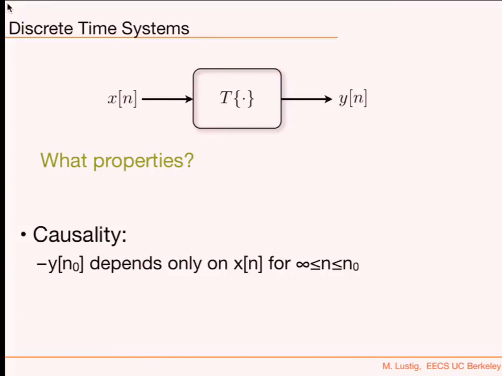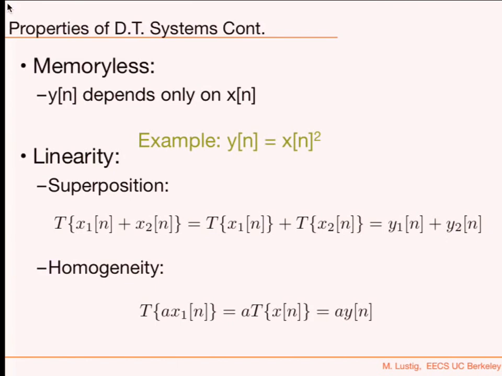Okay, so let's go through a few of them. Memoryless is a property where y of n depends only on x of n. An example for this is y of n equals x squared of n. This is a memoryless system. There's no storage. Okay, is it linear?